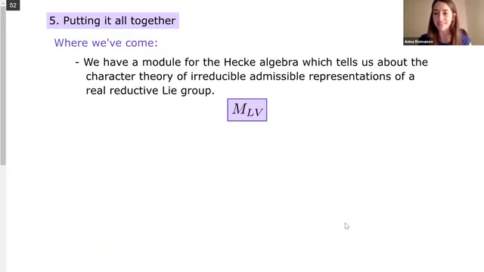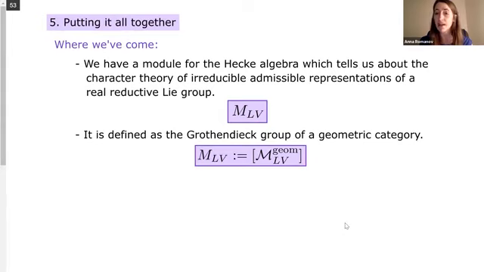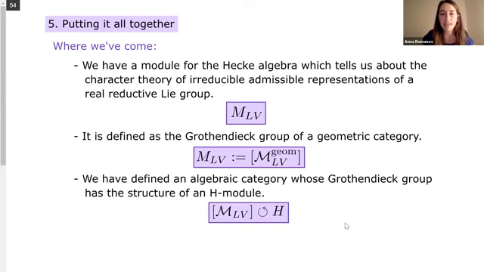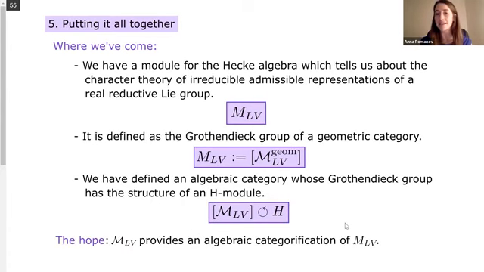And now let me put it all together because I don't have 2 minutes left. So what have we done so far? This has been a bit of a lightning journey. But so far what we've done is I've told you that there's some module for the Hecke algebra, which tells us something about the character theory of irreducible admissible representations of a real Lie group. This was Lusztig-Vogan. And the way that this thing was defined was as the Grothendieck group of a geometric category. And then I defined some algebraic category whose Grothendieck group also has the structure of an H-module. And so the hope is that this algebraic category also provides a categorification of the Lusztig-Vogan module in a different language.